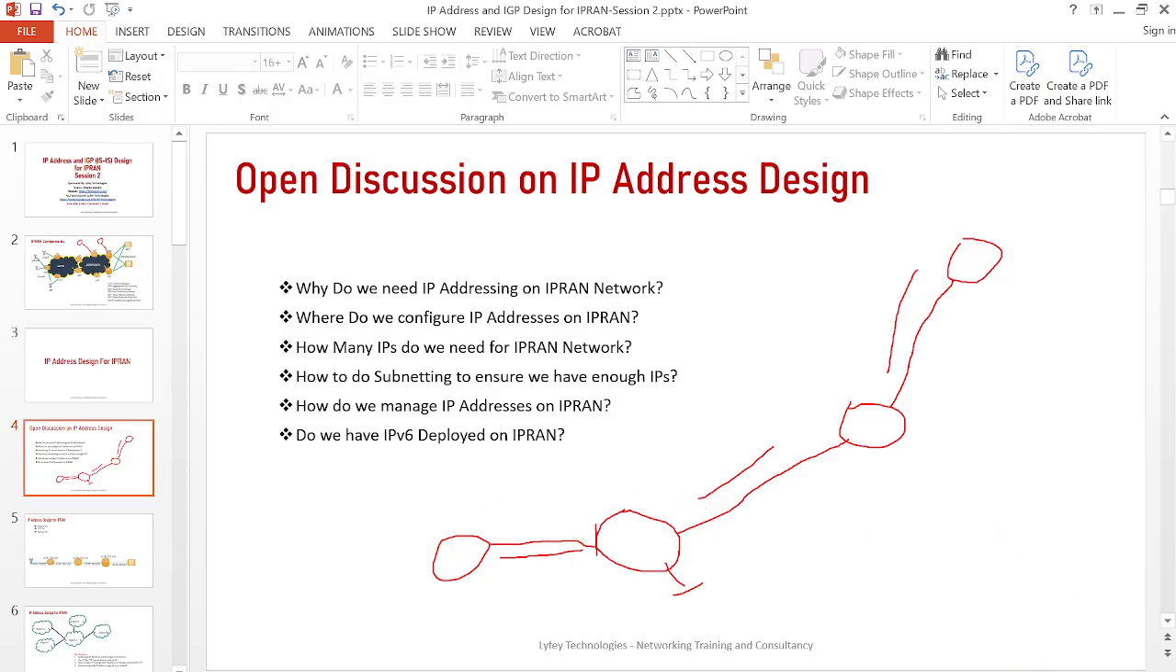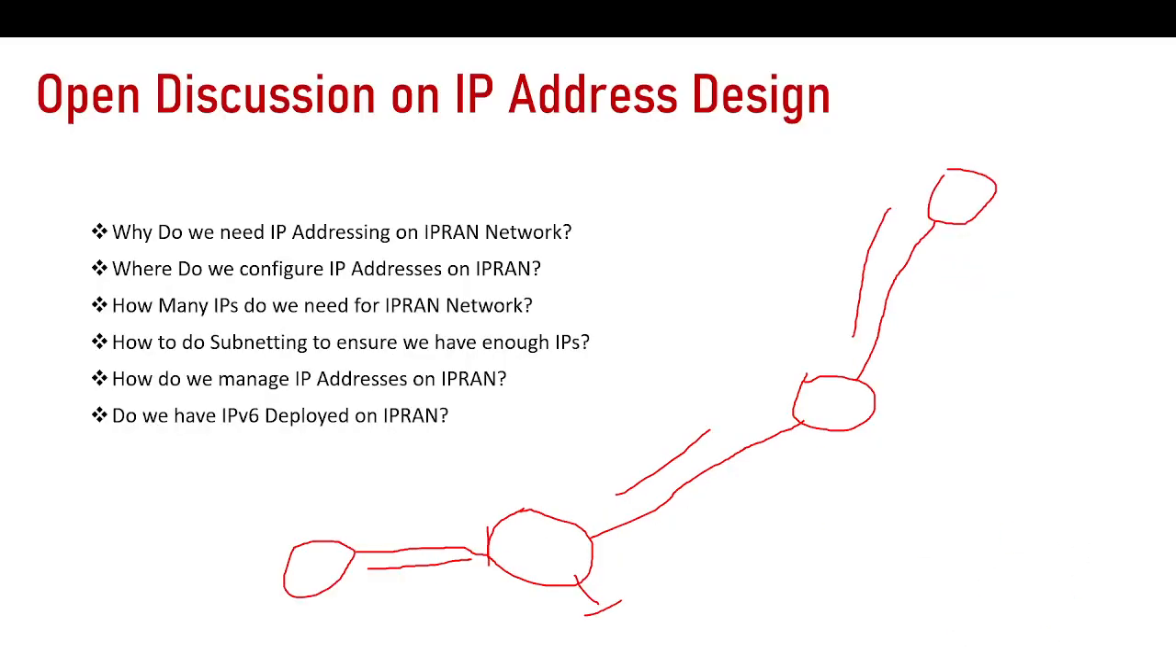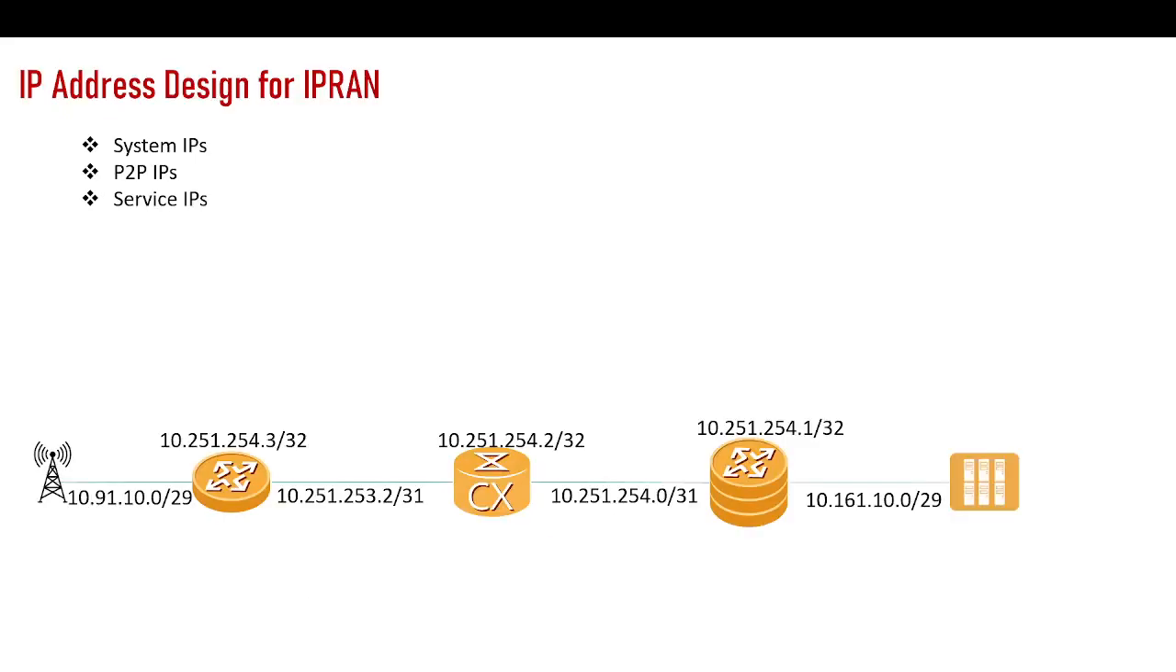Okay, we are moving to the next slide. So we've discussed how many IPs you need. This slide just gives an overview, and of course you need more than this. So you know that we have a connection from the BTS to the CSG, this connection here.